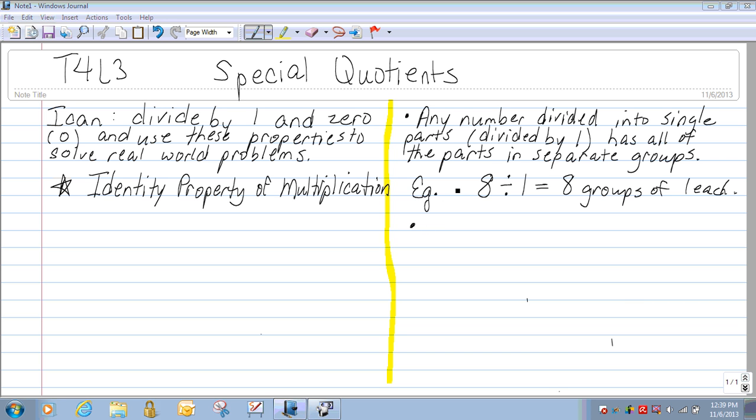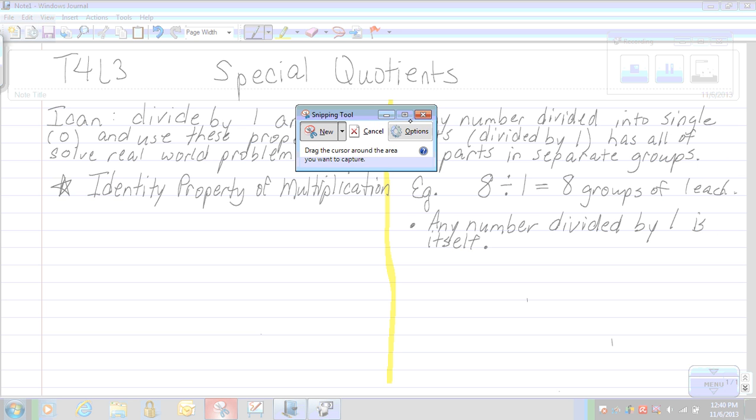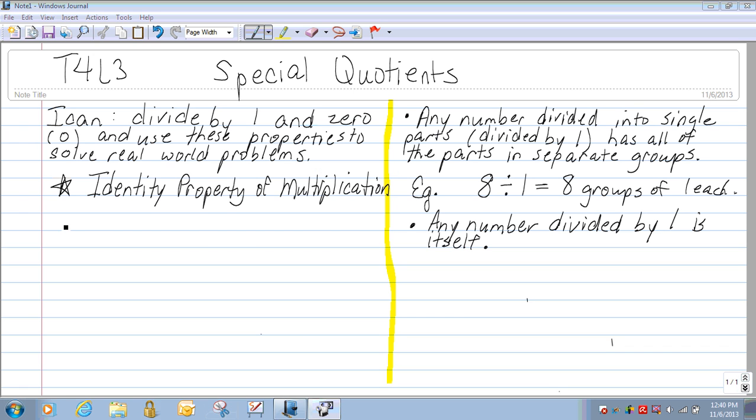So writing this or stating it another way, any number divided by 1 is itself. And that's just an important thing you need to remember.